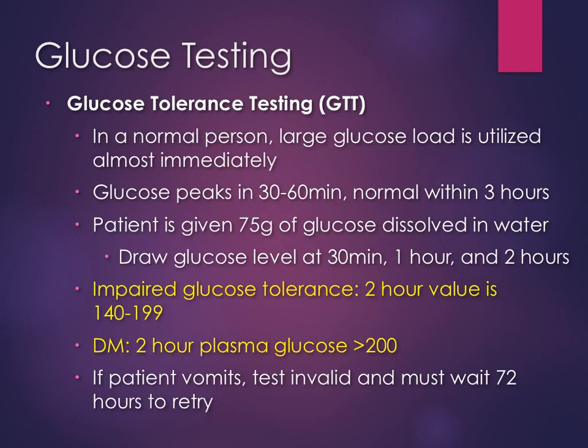In this test, a patient is given a 75-gram dose of glucose, typically dissolved in water. And from what I hear, it doesn't taste that wonderful. Then they draw a glucose level at 30 minutes, 1 hour, and at 2 hours. It's considered to be an impaired glucose tolerance if the 2-hour value is between 140 and 199. If your glucose level at 2 hours is greater than 200, congratulations, you now have diabetes.